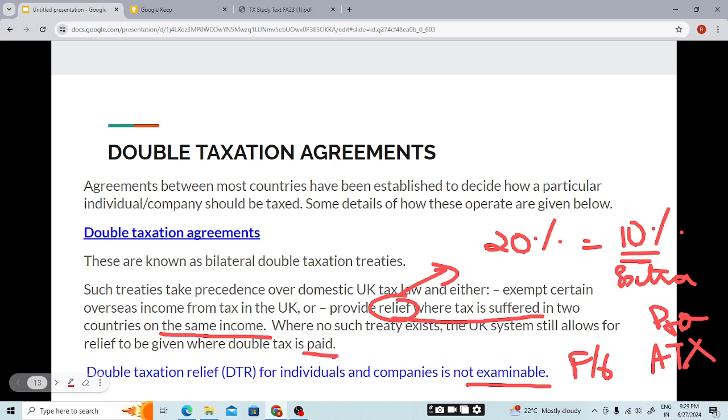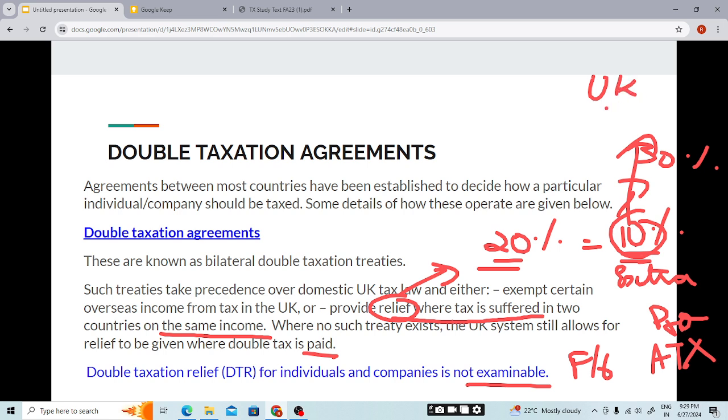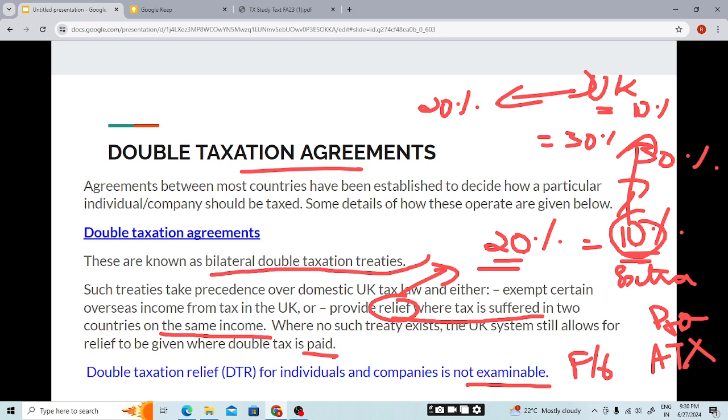In a double taxation, whatever is the excess only we can collect. See, in India we are paying 20 percent and in the UK we are paying 30 percent. So what is the excess? 10 percent the UK can charge on the income, and India will be charging 20 percent, and this 10 percent, so total 30 percent. This will be done by both the countries. They will have a partnership agreement, the double taxation agreement. This will be known as bilateral double taxation treaties.